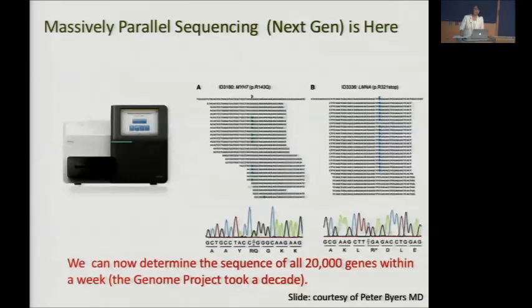Okay. I want to talk for a few minutes about massively parallel sequencing or next generation sequencing and how that is transforming our field and some of the challenges that it brings as well as some of the opportunities that it brings. So massively parallel sequencing basically enables us currently to sequence all 20,000 genes in our genome within a period of about a week.